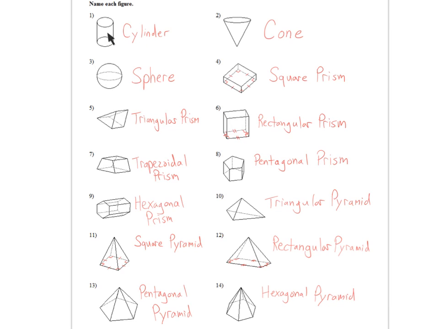The cylinder is kind of like a Coke can. What you notice with the cylinder is you have a circle on top, a circle on bottom, and it goes straight up and down. That is a cylinder. Now a cylinder is very much like all these prisms.